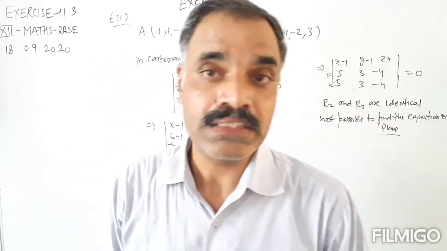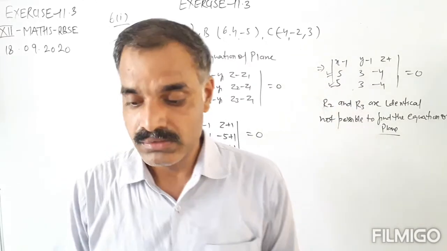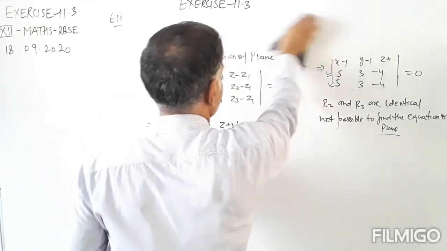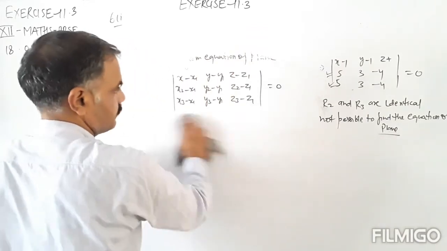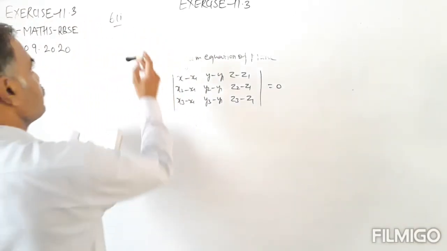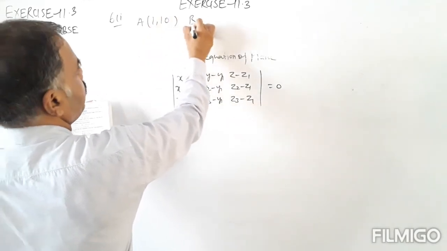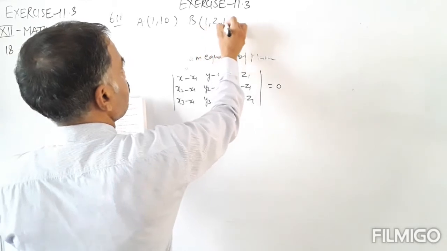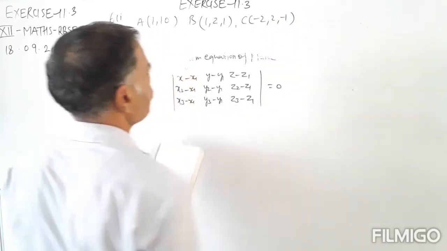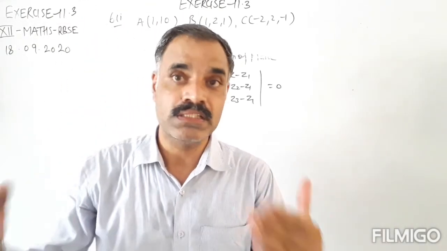Now we will take the next part of the same question number 6, means second part of the question number 6. Okay, so second part of the question number 6, the points are given. Point A is given as 1 1 0, point B is given as 1 2 1 and point C is given as minus 2 2 and minus 1. These 3 points are given and we have to find the equation of plane passing through these 3 points.